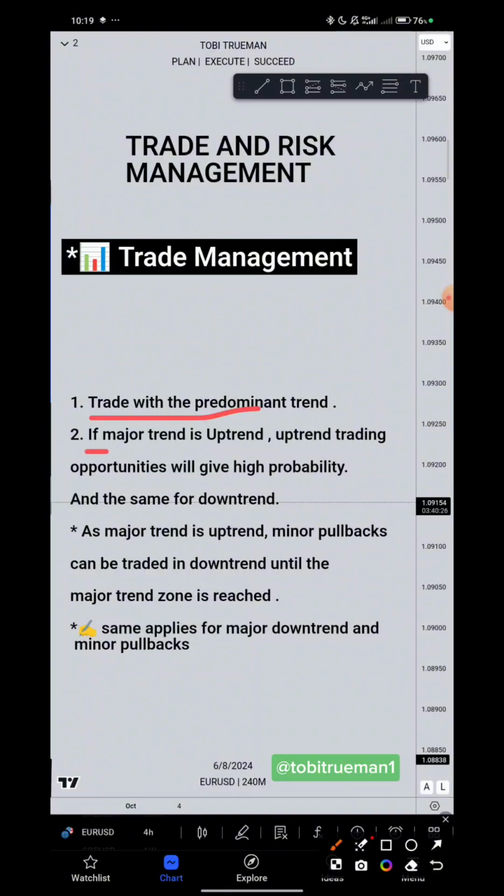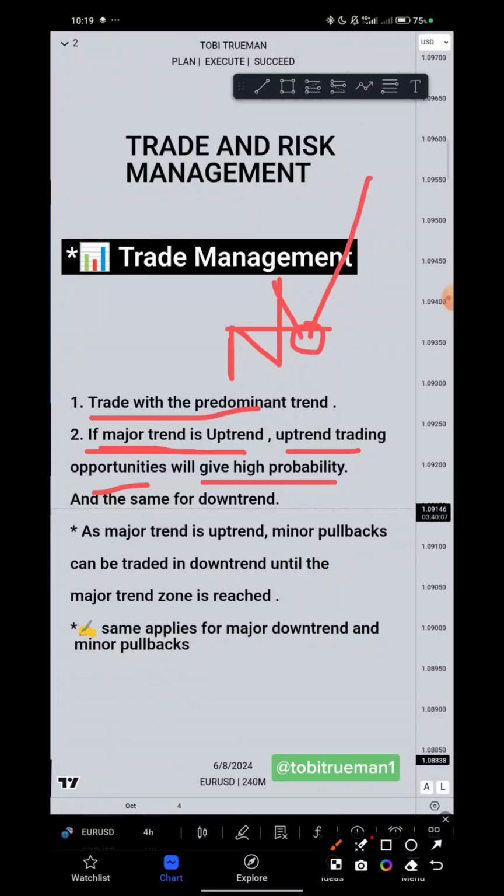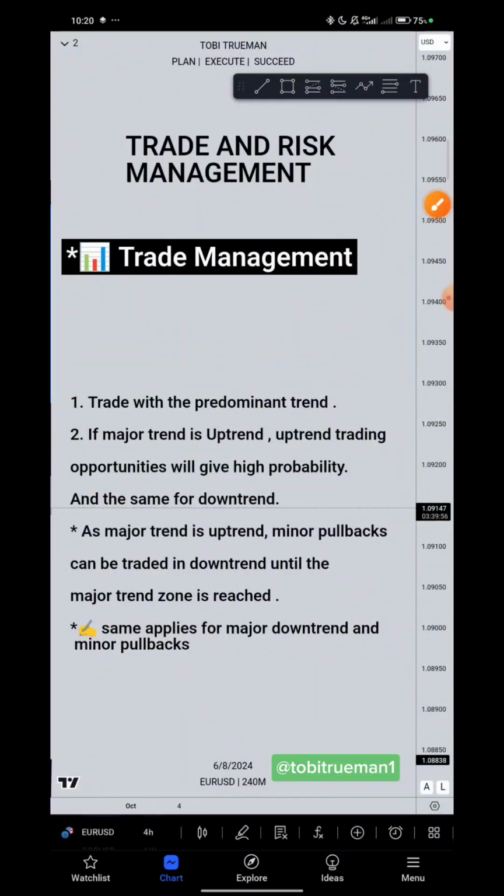Number two, if the major trend is an uptrend, trading opportunities give us high probability. That's what I've mentioned there. Like probably you see the trend is an uptrend, we have a flip there. Then when the flip happens, we have our signal there. When we take this trade, there's a high probability that this trade will play out. We have another flip, probably a signal there. We enter a signal. The probability that this trade is going to play out is very high.